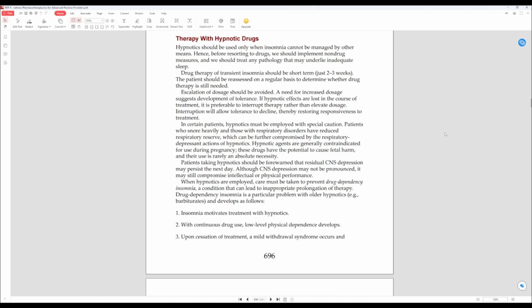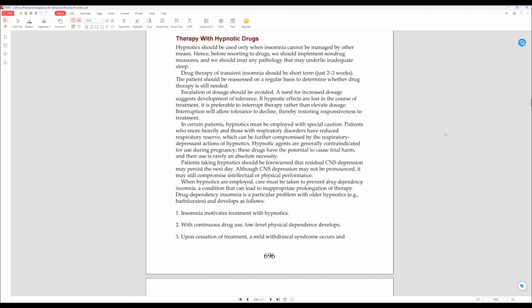Hypnotic agents are generally contraindicated during pregnancy, and these drugs have the potential to cause harm to the fetus, and their use is rarely an absolute necessity. Patients who are taking hypnotics should be forewarned that residual CNS depression may persist the next day. Although CNS depression may not be pronounced, it may still compromise intellectual or physical performance. When hypnotics are employed, care must be taken to prevent drug dependency insomnia, which is a condition that can lead to inappropriate prolongation of therapy.